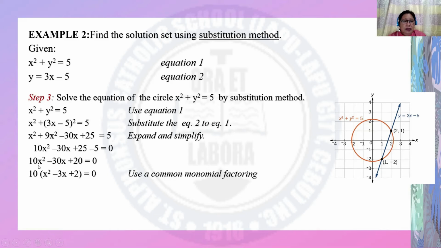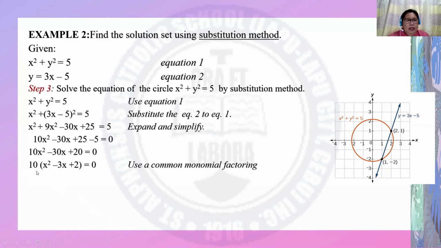Then factor the common of 10, 30, and 20, which is 10. Take it out, so 10x squared divided by 10 is x squared. 30 divided by 10 is 3. 20 divided by 10 is 2. Then divide each member of the equation by 10. So you will have x squared minus 3x plus 2 is equal to 0.